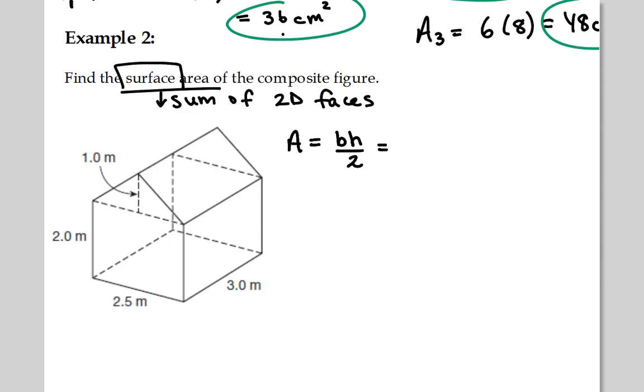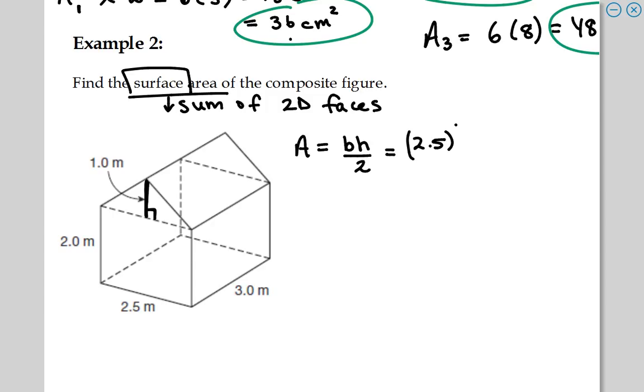We are talking about this triangle, of course. What is the length of the base? 2.5. The height is this vertical height. Remember, those heights are always perpendicular to the base. It is a length of 1. And then we have to divide by 2. 2.5 times 1 divided by 2. That is 1.25 square meters.